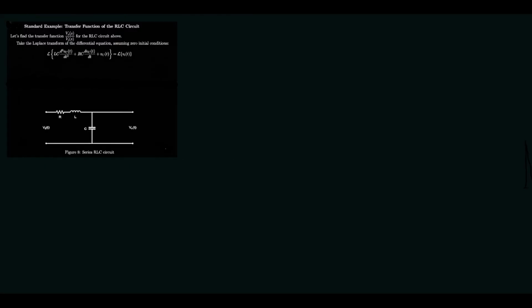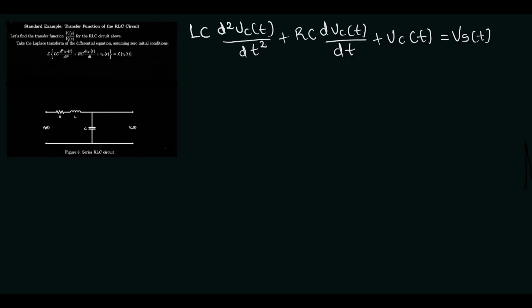We have another example right here. Find the transfer function of your Vout over Vin for the RLC circuit above. Take the Laplace transform of the differential equation, assuming zero initial condition. So let me write out the equation. Okay, convert this to Laplace transform.